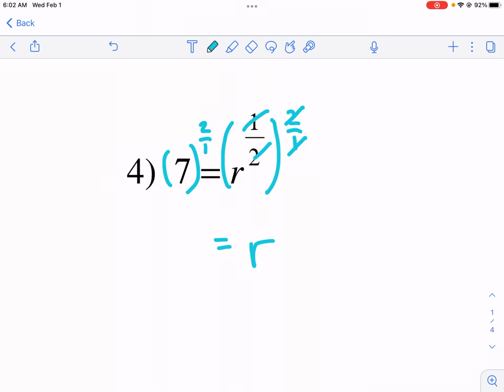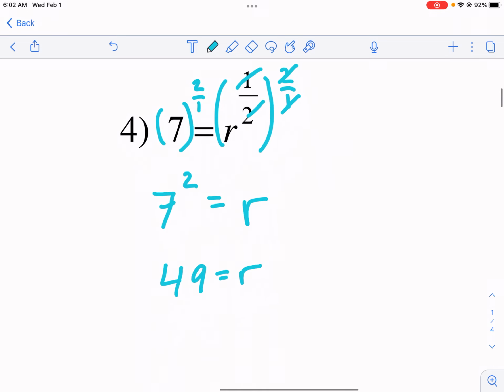Then we have 7 to the 2/1. That's the same thing as just 7 squared. Well, 7 squared is 49, so 49 is our answer. Now, we have to check for extraneous solutions.